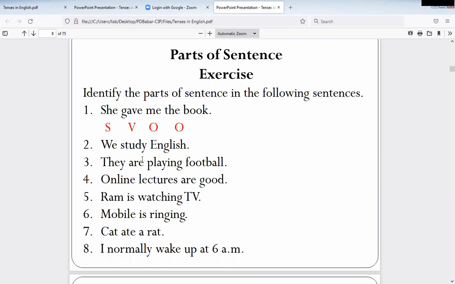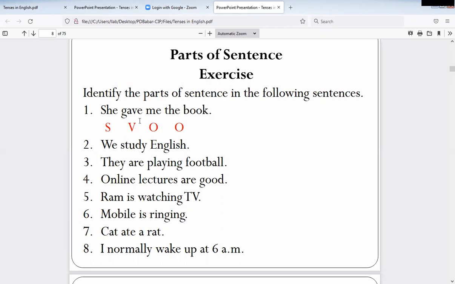So there are some sentences and we have to identify the different parts of this sentence. So first example, see the first example. She gave me the book. So identify the parts in this sentence. She. Okay, if we divide this sentence, then she is the subject of the sentence. Gave is the verb of the sentence.